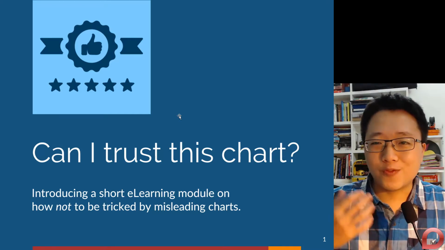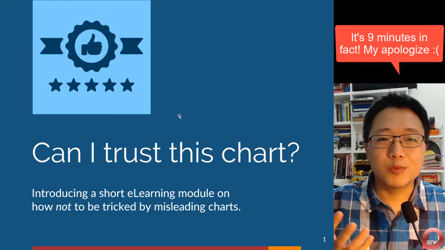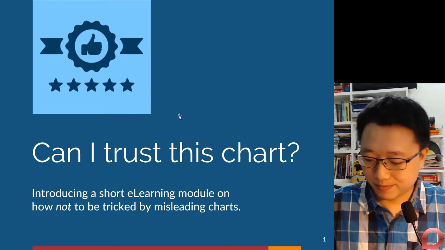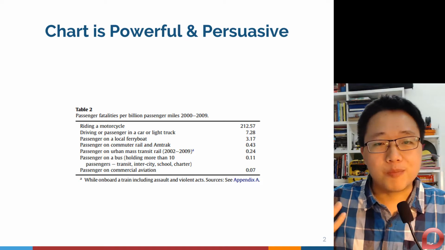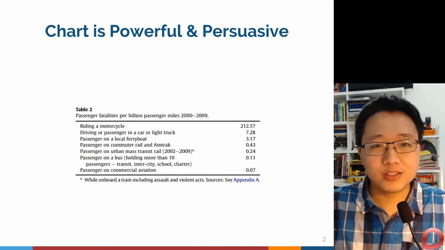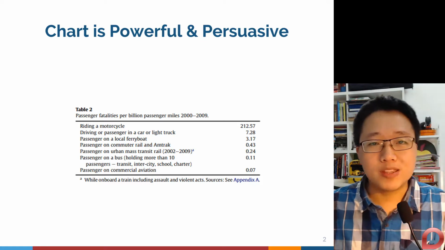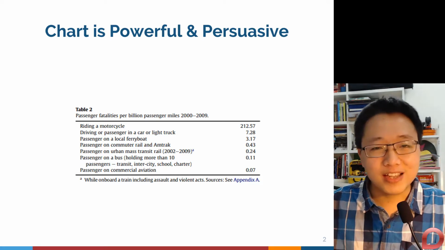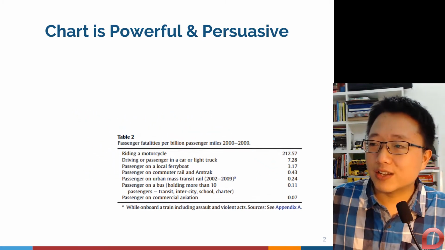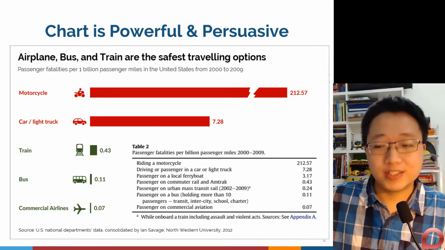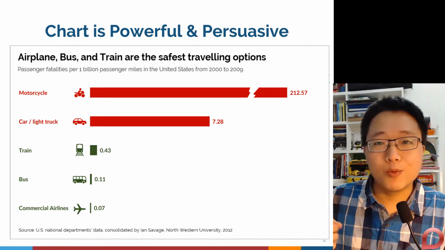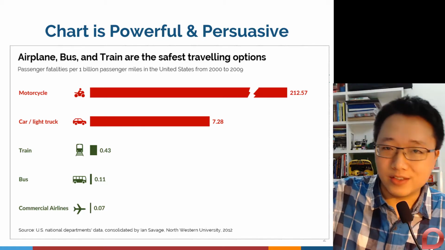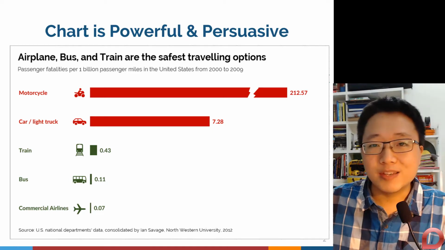Today, I will ask for 5 minutes from you to introduce a short e-learning module about how to not be tricked by charts. As you know, a chart is a very powerful and persuasive communication method. As you can see, for a table with numbers and text, it's usually hard for the mind to get the insight. Compared to this table, if instead we have this chart, it can be way more memorable, insightful, and the point can be gotten very easily by everyone.